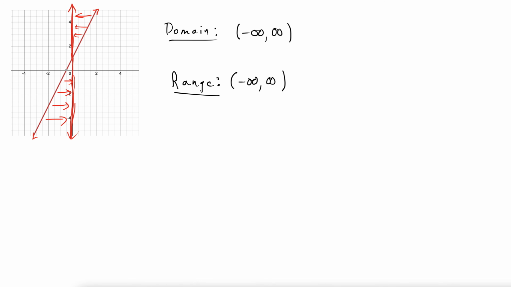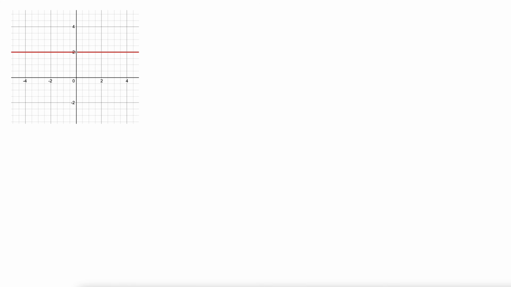Let's look at another one. Okay, so here's a horizontal line. In fact, this is the line y equals 2, because it goes to the point 2 right here. So we want to find the domain and the range of a horizontal line.